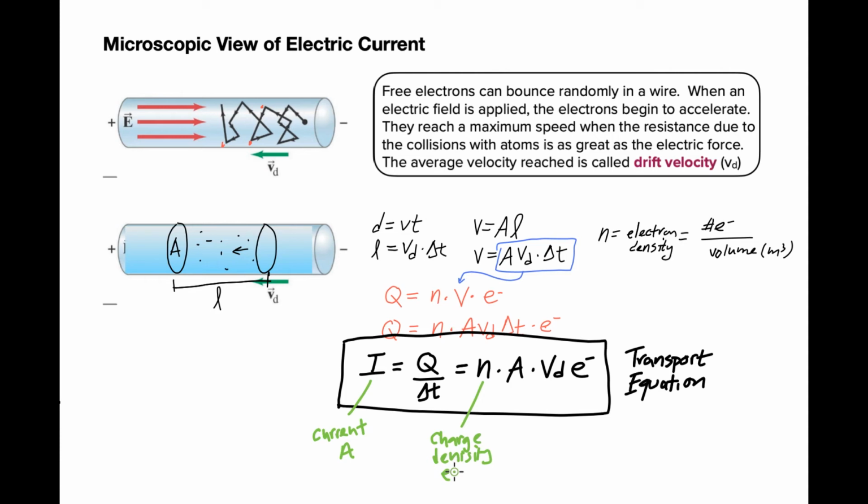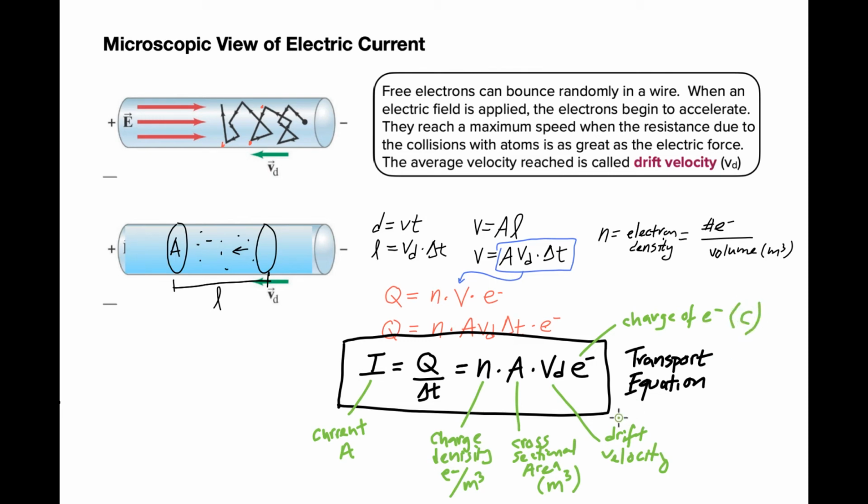which again is the number of electrons per meter cubed, times the cross-sectional area, which again, make sure you have converted it to meters cubed and not millimeters or centimeters cubed. Here is our drift velocity. And then this is just going to be the charge of an electron, in coulombs, and we know that.